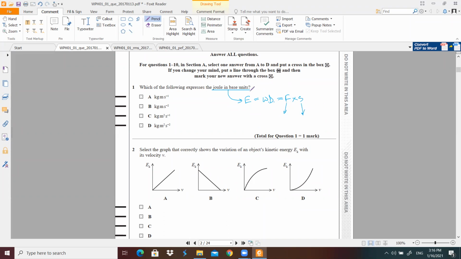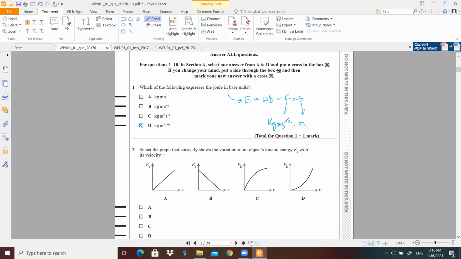Force, what is the unit of force? And it has to be in base. The unit of force is Newton, but when it comes to base, it's kg, meter per second squared. And the unit for displacement is meter. Then the final unit would be kg, meter squared per second squared. So my answer would be D.